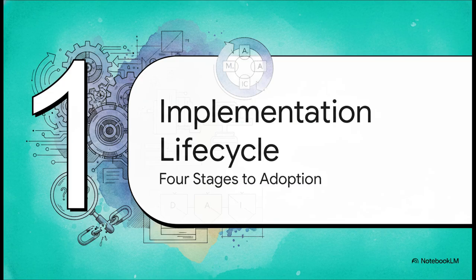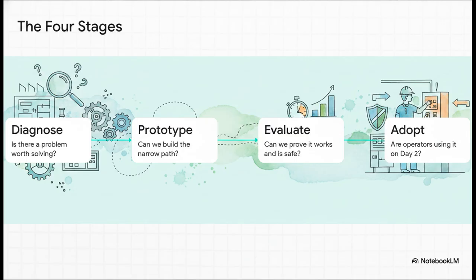All right, so to solve this Cardinal Polymer mystery, we need to jump into Section 1, the implementation lifecycle and its 4 stages to adoption. We're going to borrow a bit from Six Sigma's famous DMAIC process here, but we're compressing those standard 5 steps into 4 very specific stages for tech deployment: diagnose, prototype, evaluate, and adopt. Let's walk through exactly how each of these works, and more importantly, how they completely fall apart.